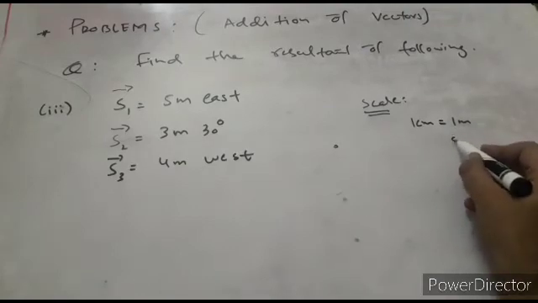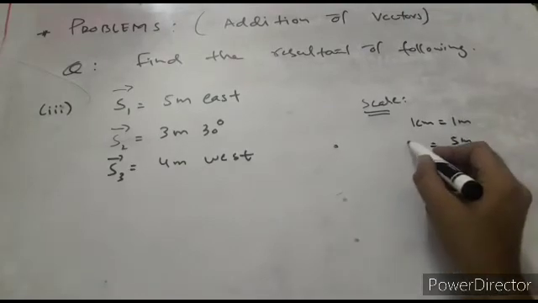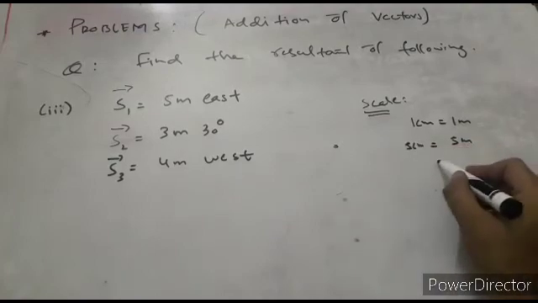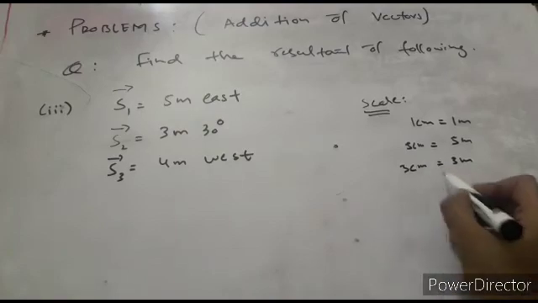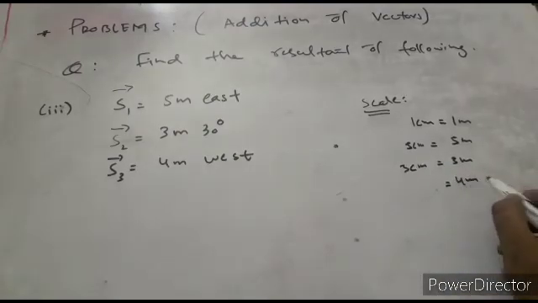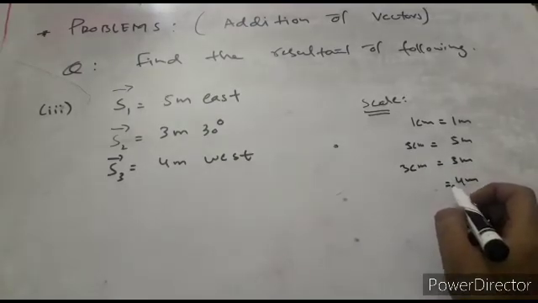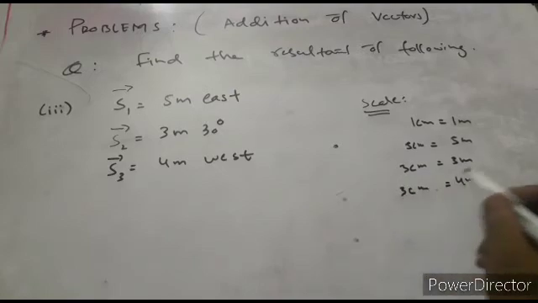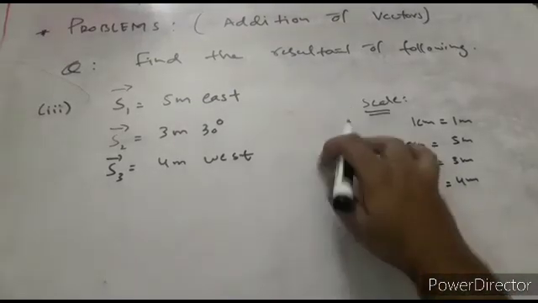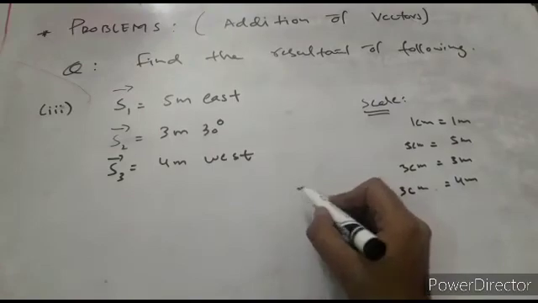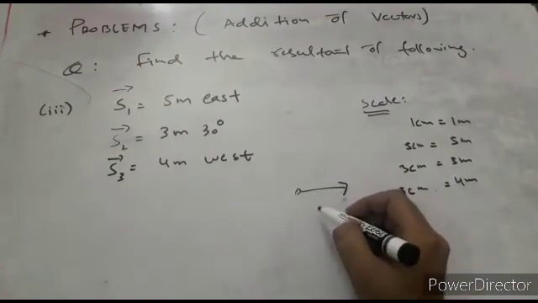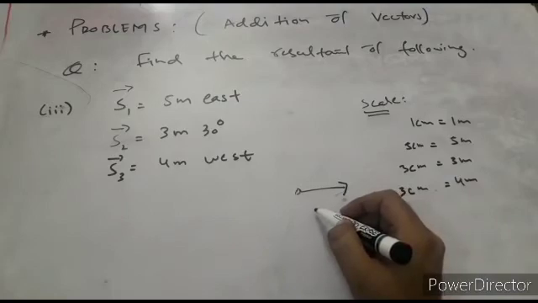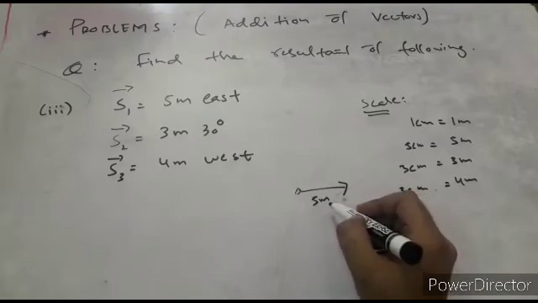So it means 5 meter will be equal to 5 centimeter. 3 meters in the second vector will be equal to 3 centimeter, and 4 meters in the third vector will be equal to 4 centimeter. Now we start it. A vector is going in the east direction, a 5 centimeter line, or you can write 5 meter.